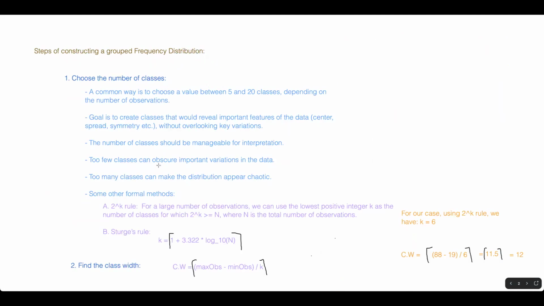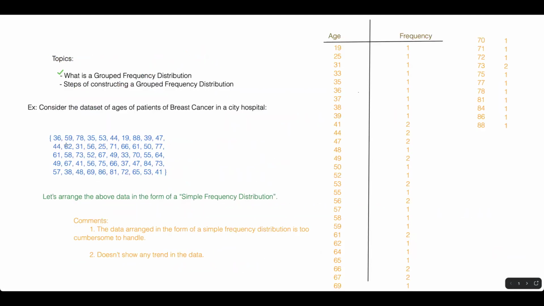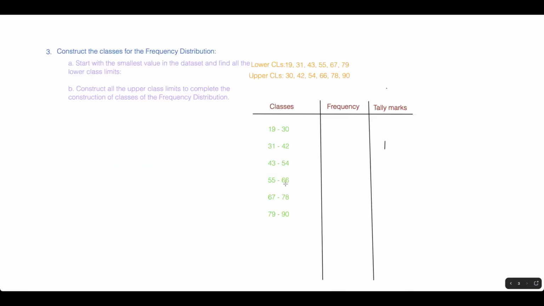The next observation is 59. So let's take some values one at a time, some group of values. So 59, 78, 35, 53. So 59 will be here. 78 will be here. Then 35 will be here again. And 53 will be here, right?